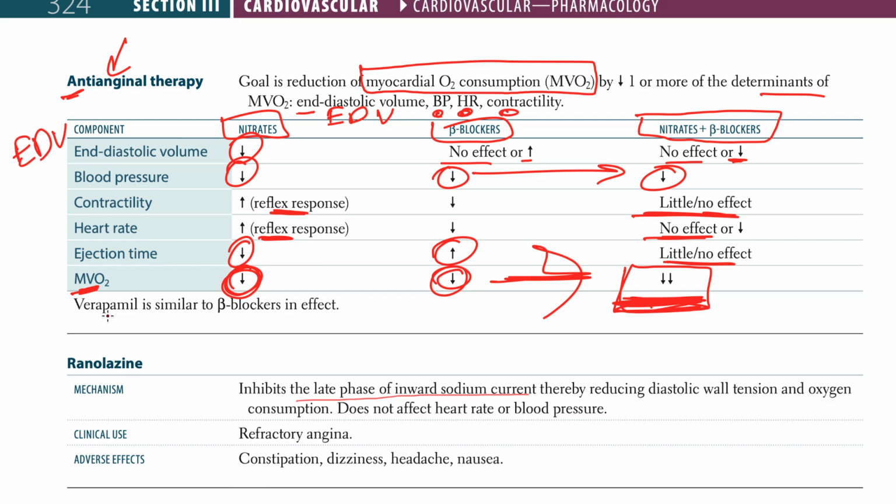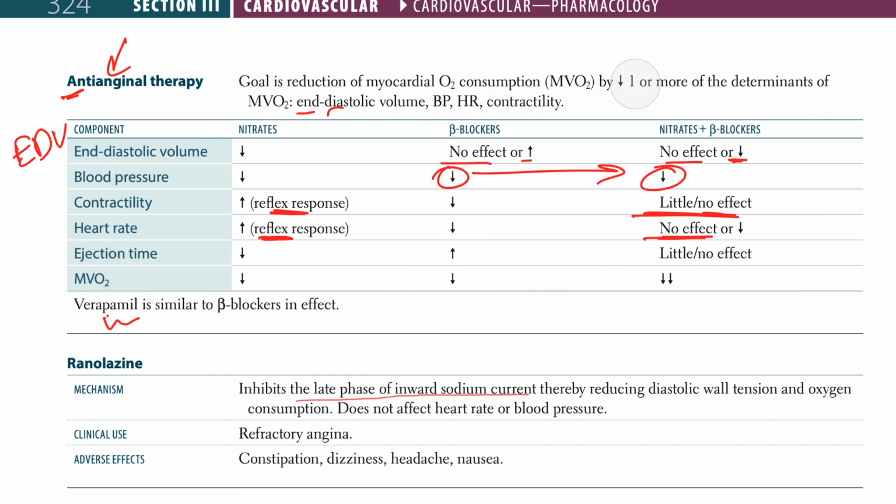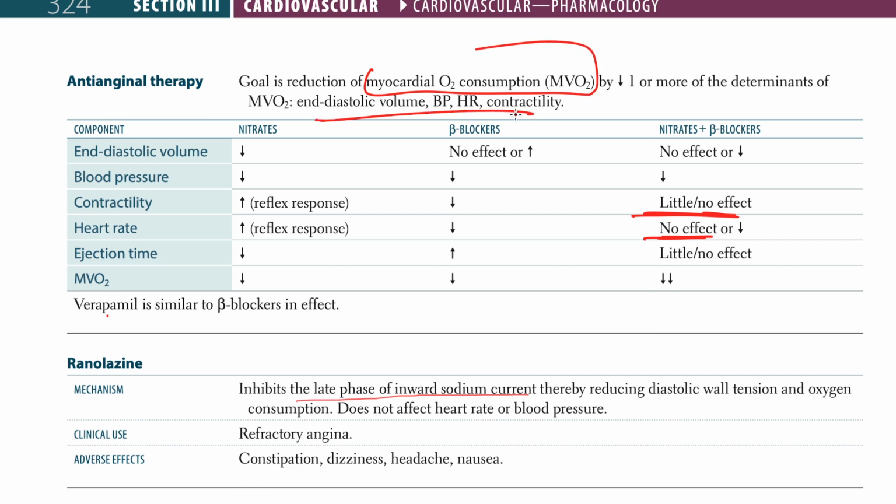And they're saying beta blocker is similar to verapamil. Verapamil is similar to beta blocker in effect. Okay, so that is there. So these are all the things that would decrease the myocardial oxygen consumption.